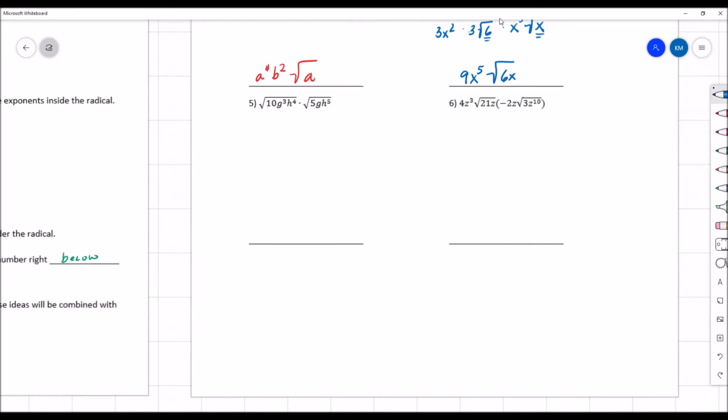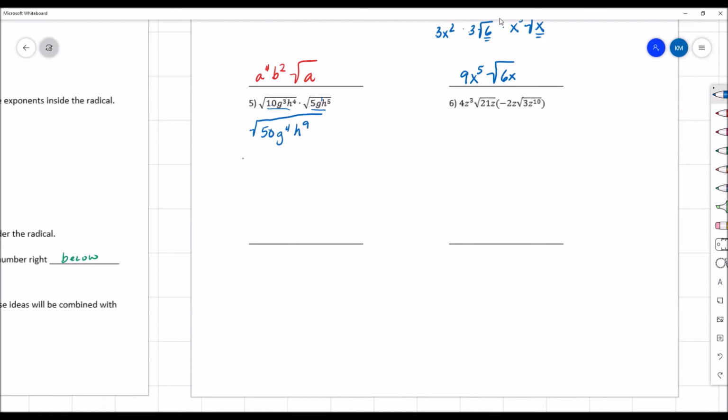Remember, inside times inside. Everything here is inside the radical. Everything there is inside the radical. So we can multiply these two things together. So when I do that, 10 times 5, 50. g to the 3rd times g to the 1st is g to the 4th. h to the 4th times h to the 5th is h to the 9th. Okay, so now I'm there.